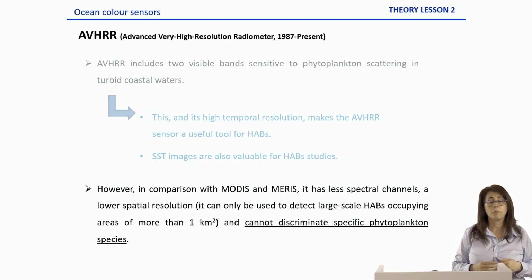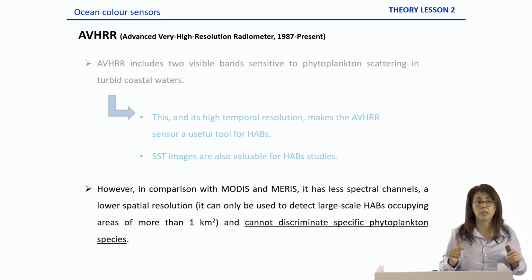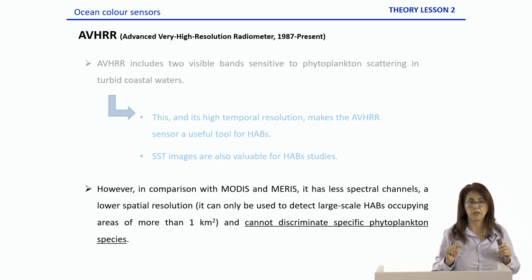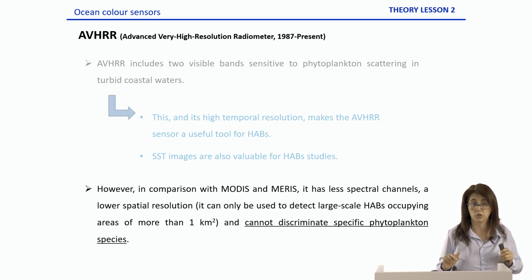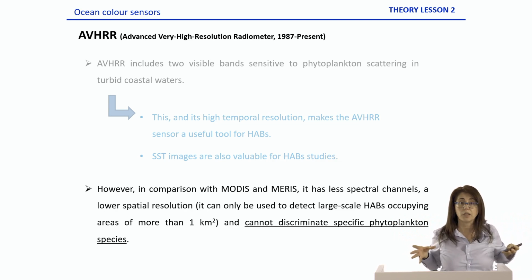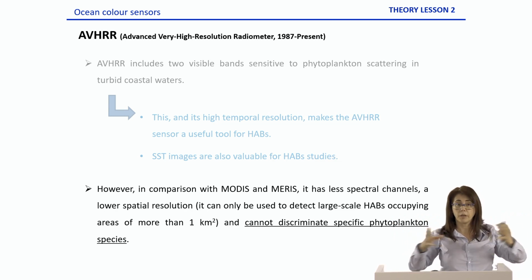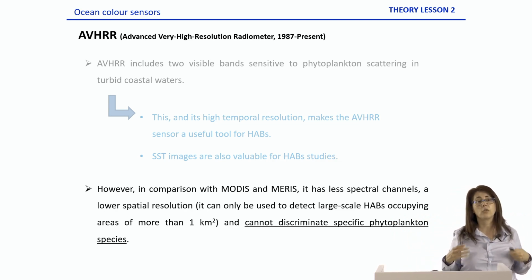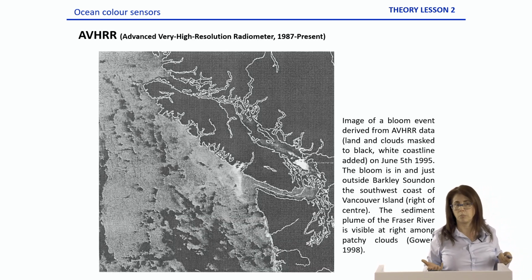However, in comparison with MODIS and with MERIS, it has fewer spectral channels. It has a lower spatial resolution, so it can only be used to detect large-scale HABs that occupy very big areas, and cannot discriminate specific phytoplankton species, like MERIS, for example.